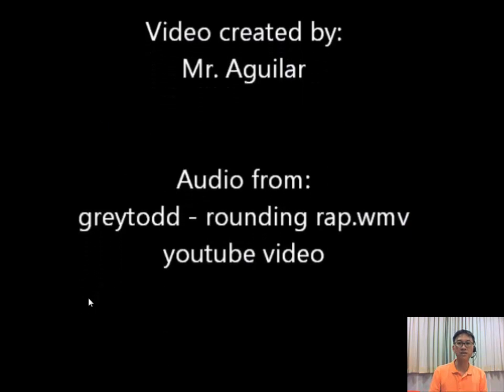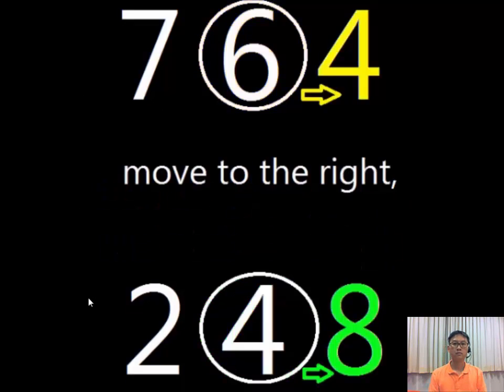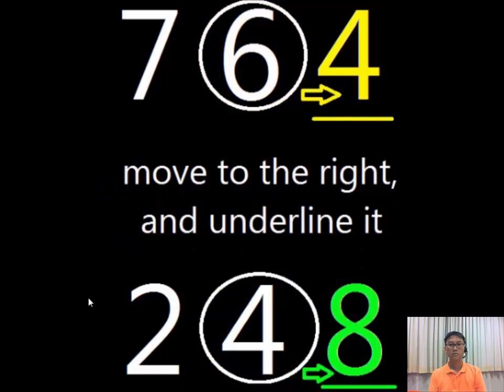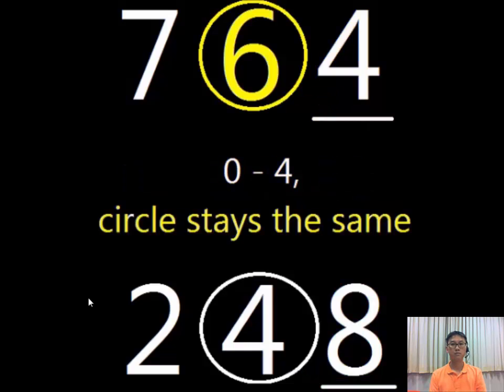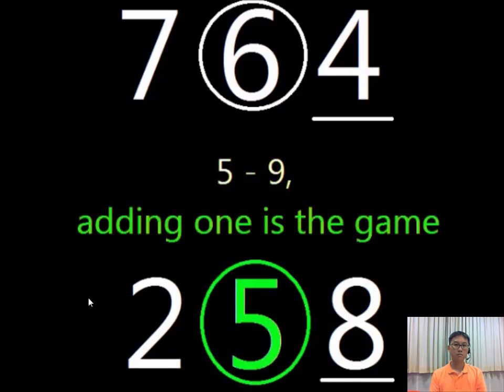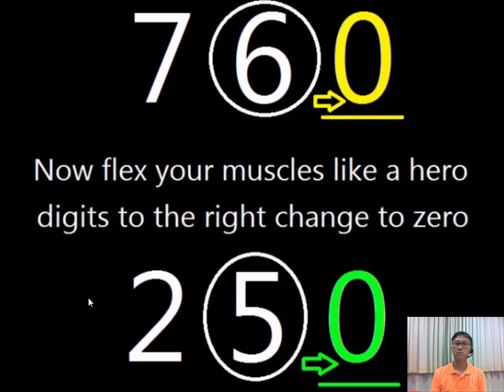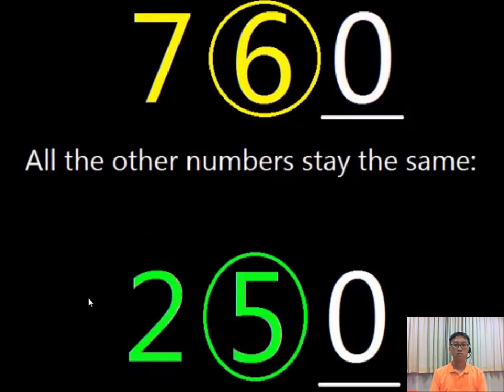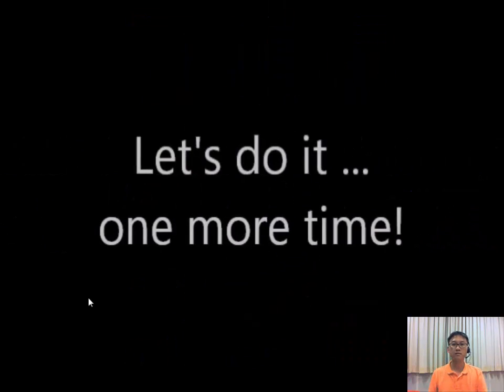This is created by Mr. Aguilar. Find the base value. Circle that digit, then move to the right and underline it. 0 through 4, the circle stays the same. But 5 through 9, adding 1 is the game. Now, flex your muscle, just like a hero. Digits to the right, change to 0. All the other numbers stay the same. Yo, you're a winner in the rounding game. You got that, everybody? Let's do it.